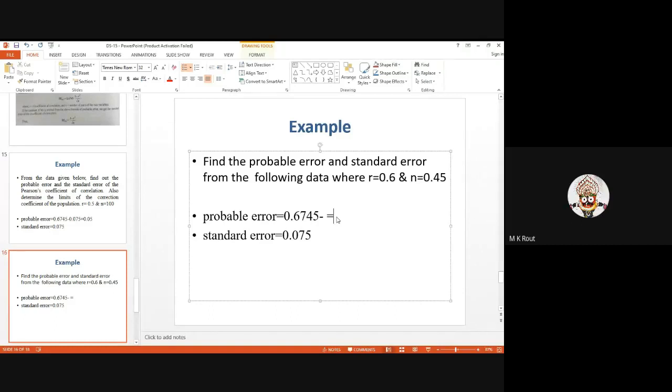0.64 divided by 0.67. How much? 0.644. Okay. And in case of standard error, 0.955. Is it clear to all?